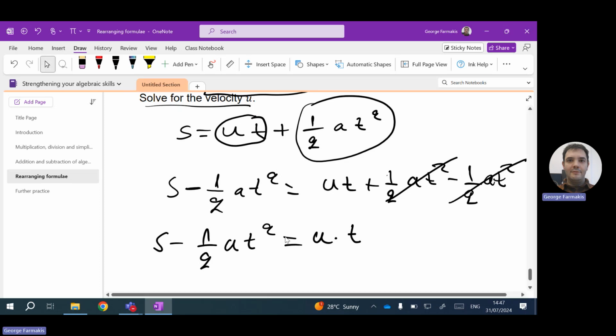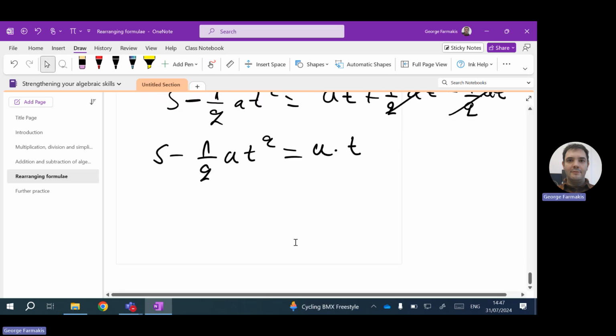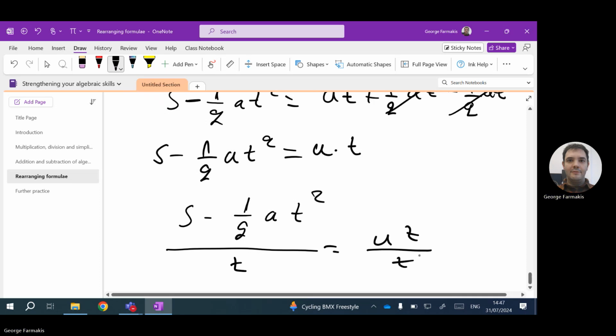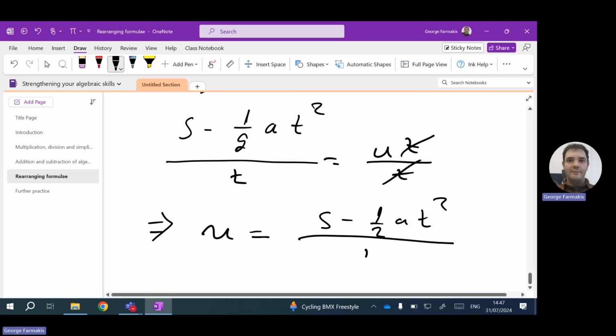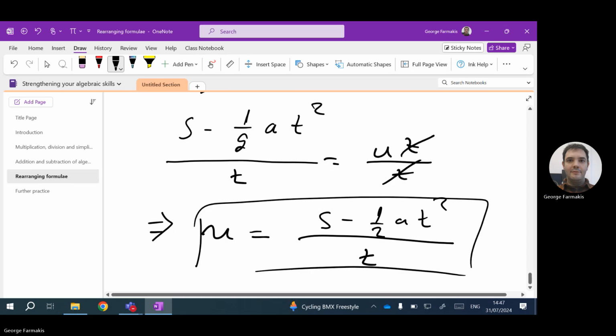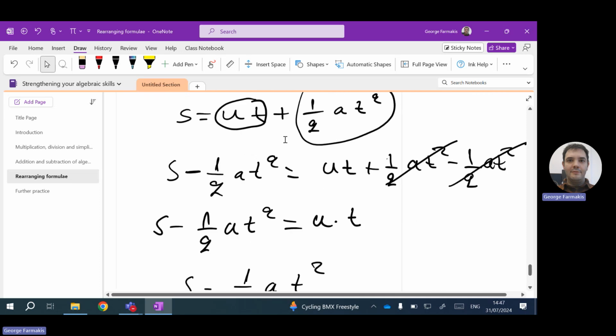So if I want to solve for u, this will give me s minus 1/2 a t squared. I need to divide with t. So here we can cancel t. So the initial velocity is s minus 1/2 a t to the square over t. So this is how you can rearrange the last formula.